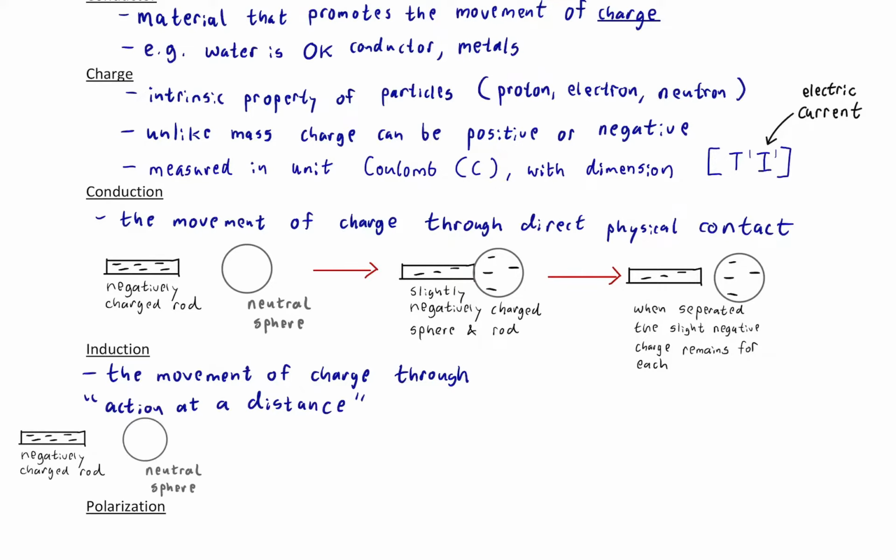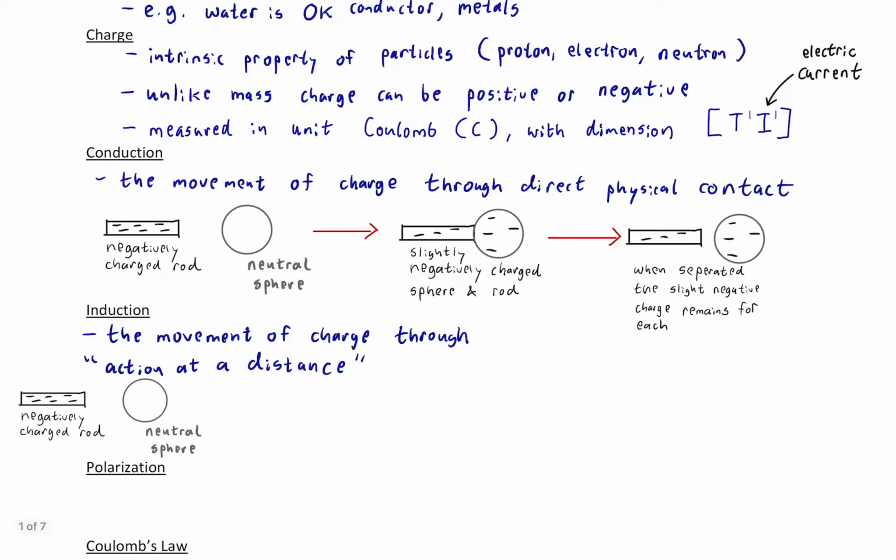Okay? So if we have a negatively charged rod and a neutral sphere, just like we started with conduction, and we bring the negatively charged rod close to our neutral sphere, but not touching, just close, it will pull all the positive charges to it. Because, and I haven't said this yet, but you may know it from the everyday science facts, opposites attract as far as charge is concerned. Negative charges like electrons attract positive charges.